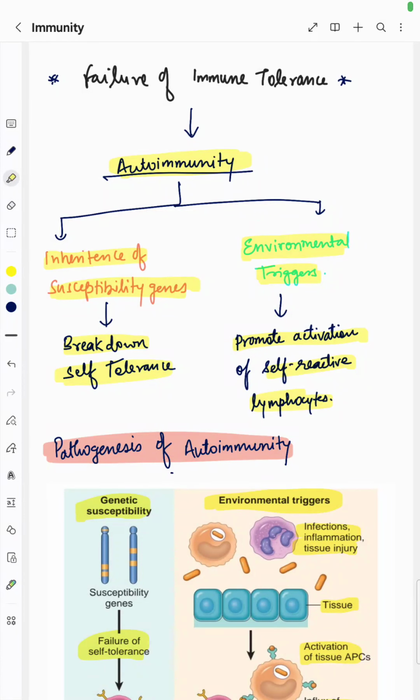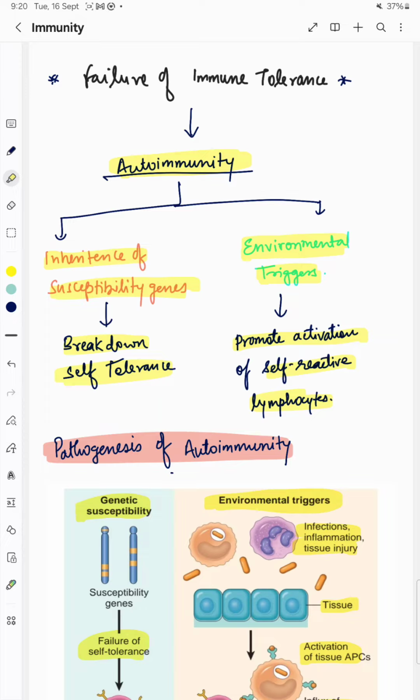Hello everyone. Today we are going to discuss autoimmunity. Development of immune reaction against the self antigen is known as autoimmunity. As we have already discussed in immune tolerance, immune tolerance prevents the development of immune reaction against the self antigens. Failure of immune tolerance will result in the development of autoimmune reaction.